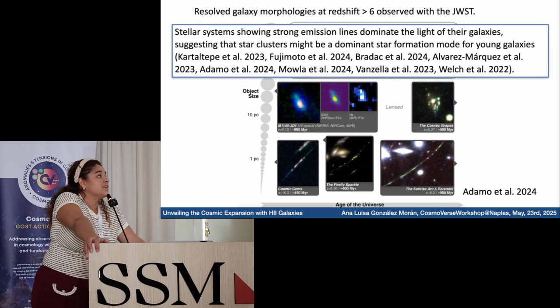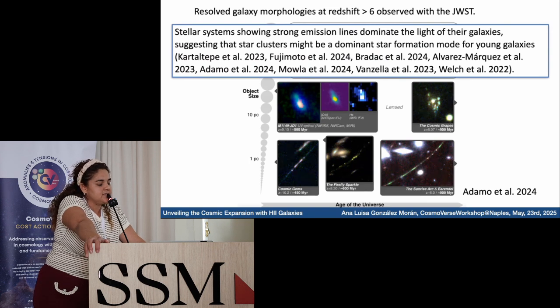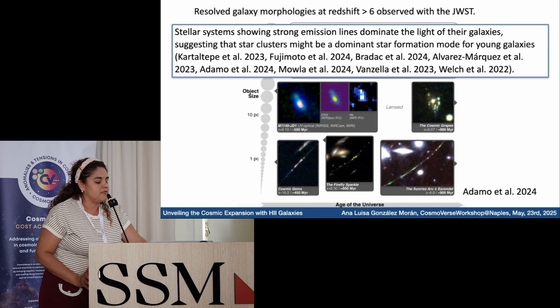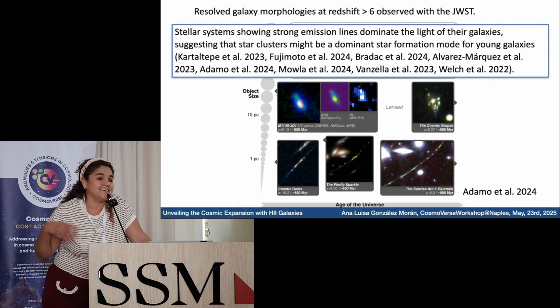And so this means that stellar systems showing strong emission lines dominate the light of their galaxies, suggesting that star clusters might be a dominant star formation mode for young galaxies. This is exactly what happens in an H2 galaxy. And so this means that we are observing H2 galaxies at high redshift.